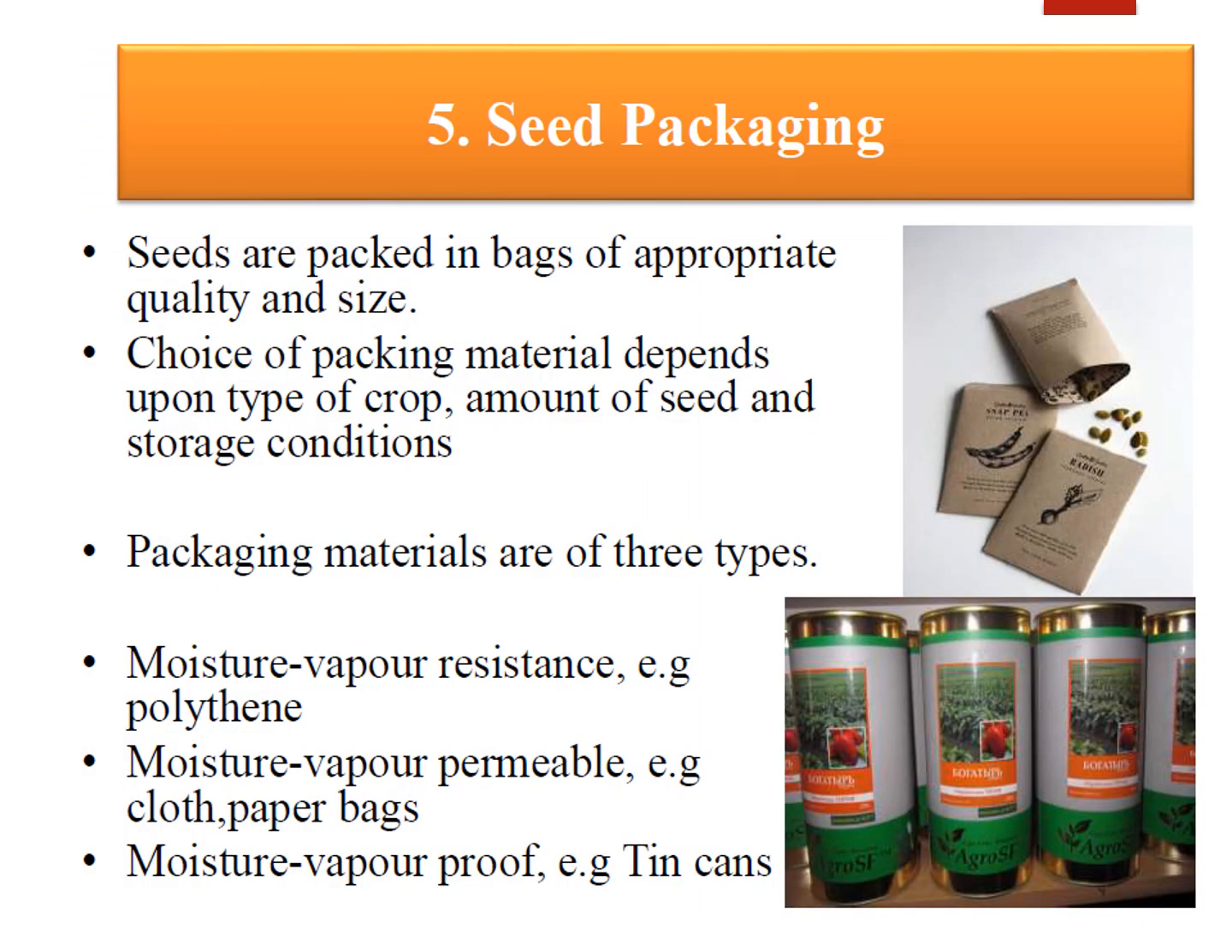Seed packaging. Seeds are packaged in packs of appropriate quality and size. Choice of packaging material depends upon type of crop, amount of seed and storage conditions. Packaging materials are of three types: moisture vapor resistant, example polythene; moisture vapor permeable, example cloth or paper bags; moisture vapor proof, example tin cans.